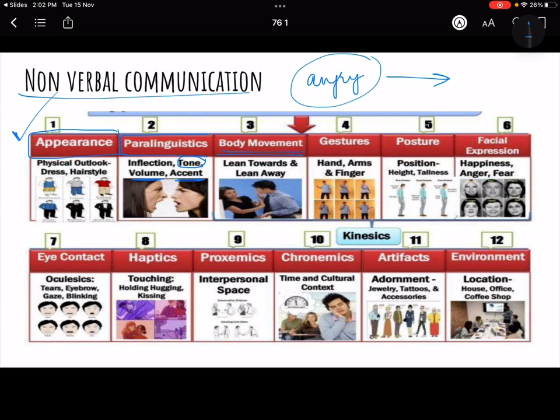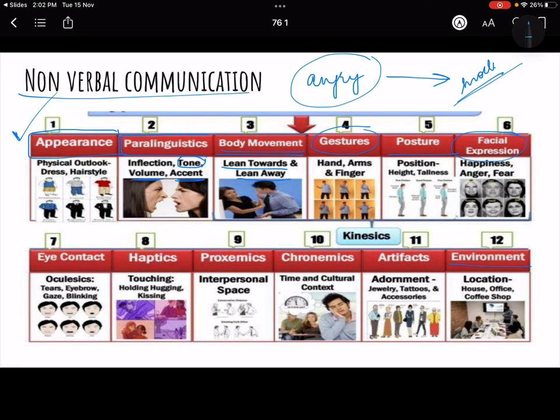Then body movements, if you lean towards or lean away from some person, right? If you lean away, that means you don't like that person. Gestures show a lot, like sometimes we make faces, or we try to mock somebody by making certain actions, so that also shows your behavior. Then posture, facial expression, I don't think I need to explain all these things to you. Environment, okay? So all these non-verbal communication are also a part of language. They also can convey the message.